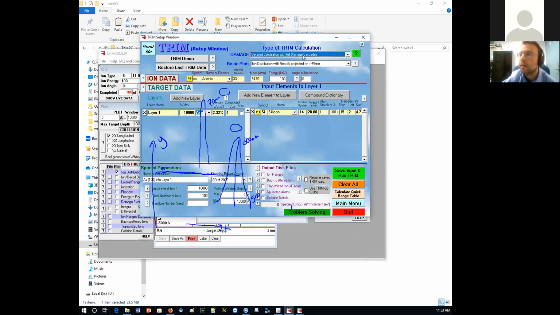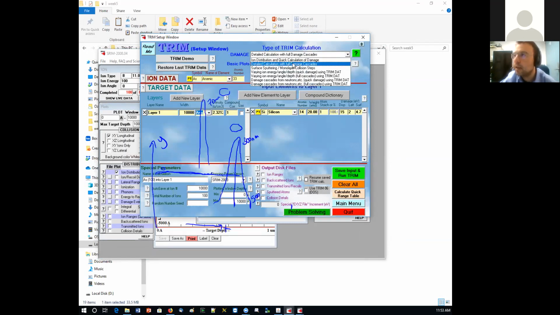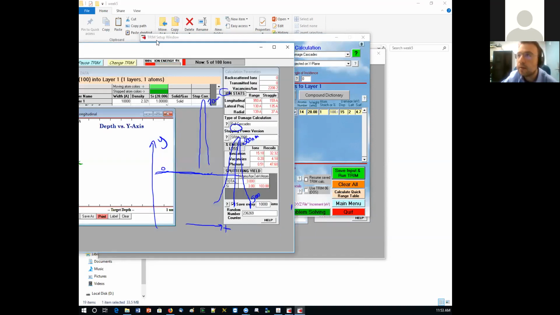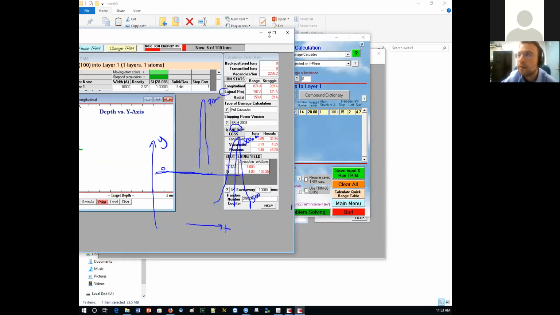Full damage cascade. I'm just changing this to full damage cascades to see something if I can. I'm not sure. It's still the arsenic, 100 ions, and running it. Yes, now it is showing us not just the arsenic, hopefully.